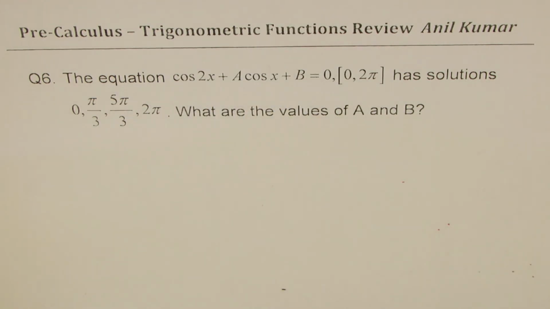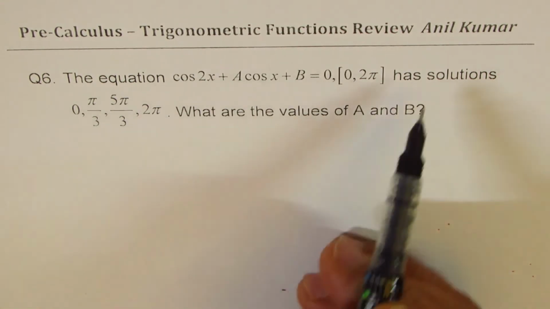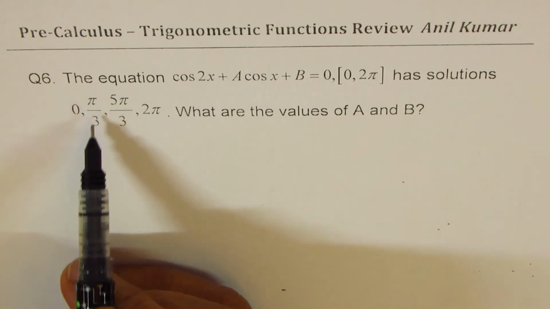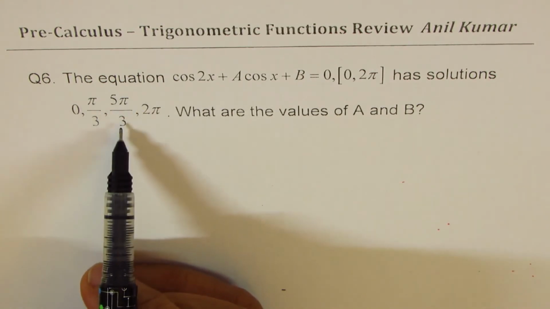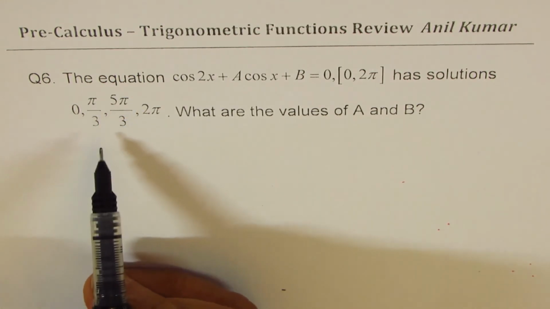I'd like you to pause the video, answer this question, and then look into my suggestions. Now we'll start with the solution. When we say the solution is 0, pi by 3, 5 pi by 3 and 2 pi, what does it mean?